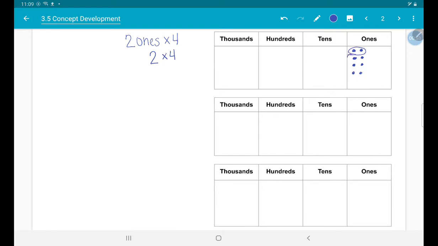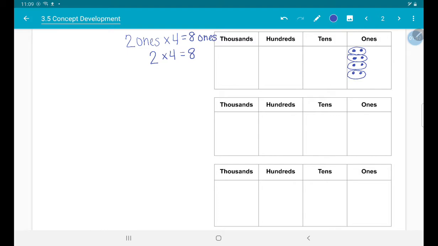There's a group of 2. Here's a group of 2. Here's a group of 2. And here's a group of 2. 4 groups of 2, or 2 times 4 equals 8. We all know that. 2 ones times 4, we could also say equals 8 ones.